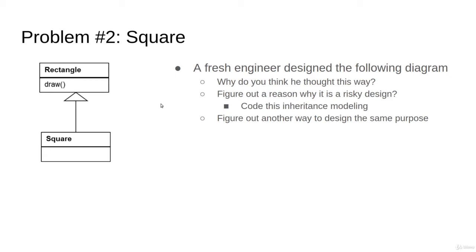The second is, try to figure out a reason why it is a risky design, and try to code this inheritance modeling way, and try to figure out another way to design the same process, like instead of using inheritance, try to do it. So I expect from you some reasoning and two different codings, one for the inheritance and one with another way.